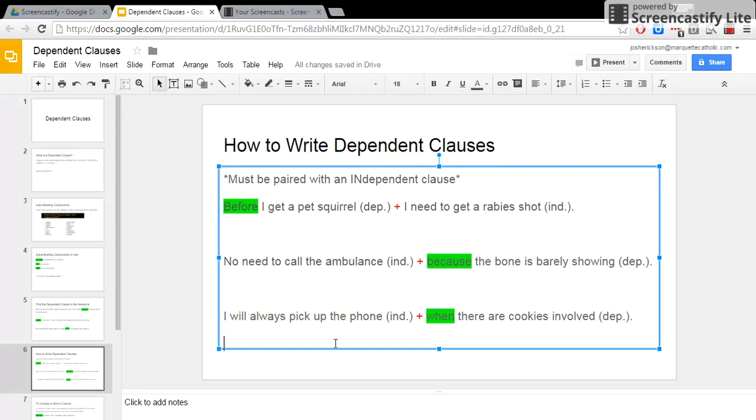So if you see in all of these examples, all of them have a dependent clause and an independent clause. Sometimes they're at the end, sometimes they're at the beginning, but they do need to be paired together.